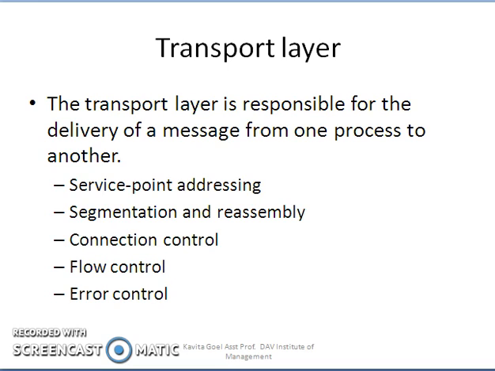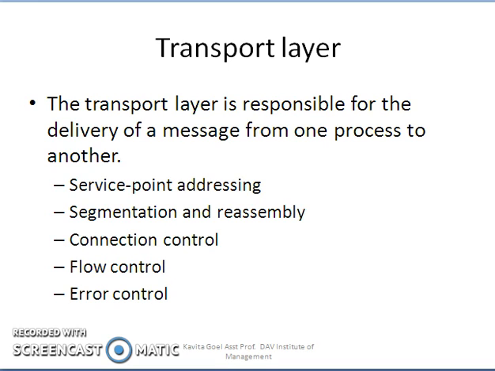The third function of the transport layer is the connection control. The transport layer can be either connectionless or connection oriented. A connectionless transport layer treats each segment as an independent packet and delivers it to the transport layer at the destination machine. A connection-oriented transport layer makes a connection with the transport layer at the destination machine first before delivering the packet. After all the data are transferred, the connection is terminated.